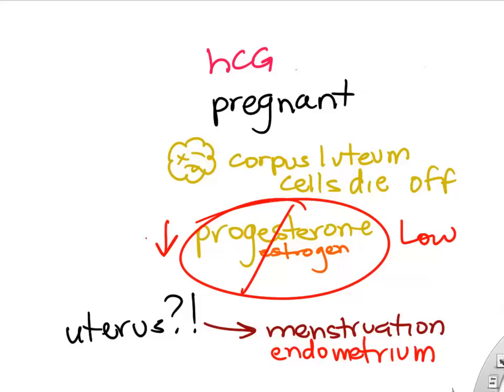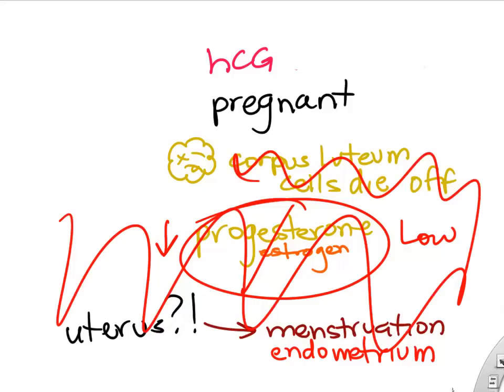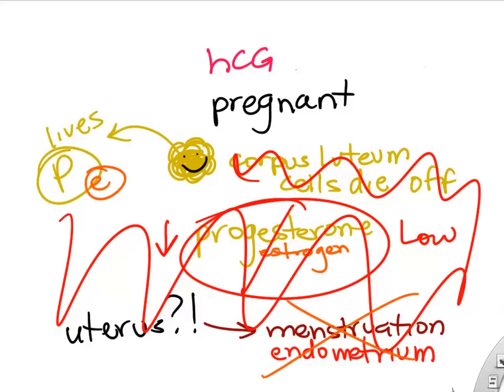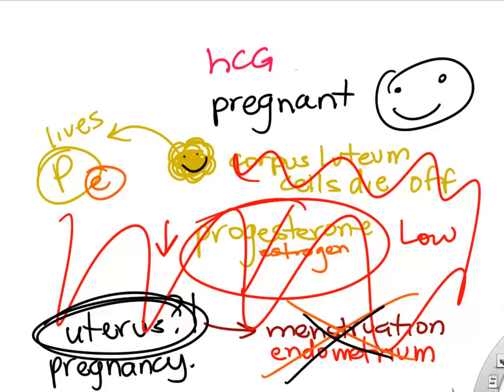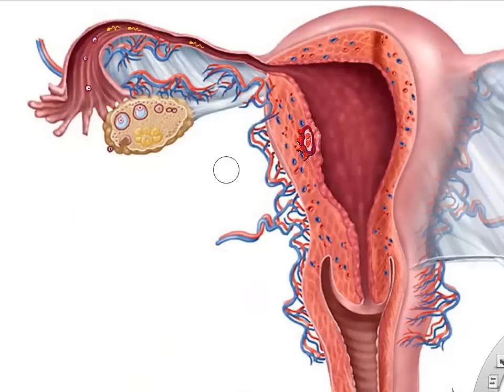If you're pregnant, you're going to continue making HCG. That's going to continually tell your ovary to continue to make progesterone and estrogen, and it'll keep that uterine lining from degrading, and you'll no longer have menstruation, and you'll stop your menstrual cycle, and you won't have your period when you're pregnant. Okay, so that's the basic steps of implantation.